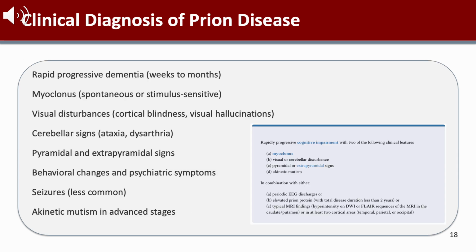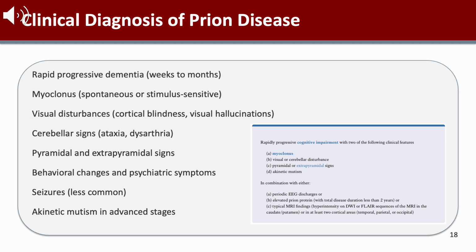The clinical diagnosis of prion disease begins with recognition of the characteristic clinical syndrome. The hallmark is rapidly progressive dementia, typically progressing over weeks to months rather than the years typical of other dementias. Myoclonus, which can be spontaneous or triggered by sensory stimuli such as loud noises or bright lights, is a highly characteristic feature. Visual disturbances are common and can include cortical blindness or visual hallucinations.